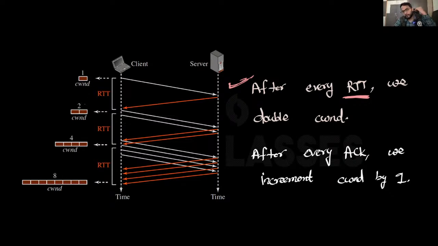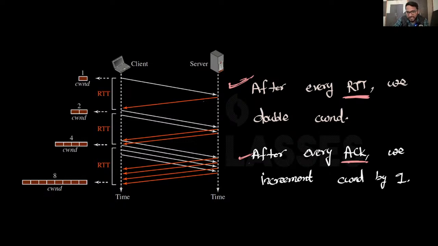Now let's understand these two statements very clearly. Is this clear that after every RTT we are doubling? I think that's very easy to see. Now I will tell you what we are doing after every ACK. So after every RTT we are doubling. I hope that is clear to everyone. Now let's see what I am doing after every ACK.